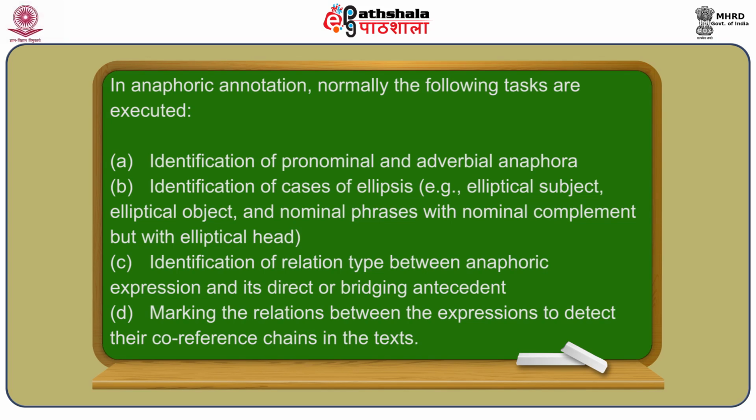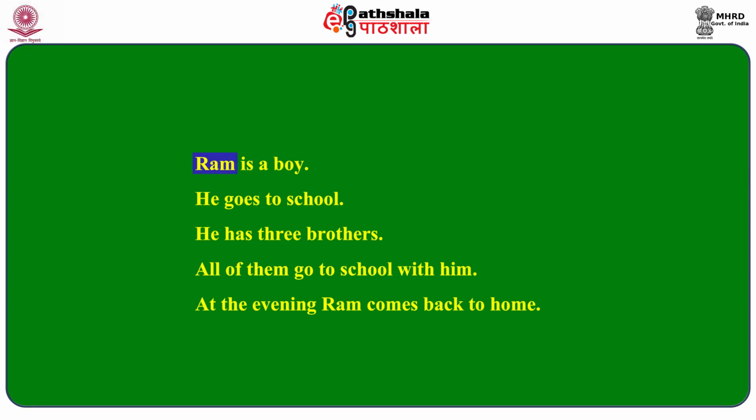Identification of the relation between the anaphoric expressions and direct and bridging antecedents, and marking the relations between the expressions to detect their co-reference chains in texts. So what we are trying to do is to identify those elements in the text which are in anaphoric relations. Anaphora can be expressed within sentences or across sentences. For example: Ram is a boy, he goes to school, he has 2 brothers, all of them go to school with him. So ultimately in the evening, Ram comes back from school.